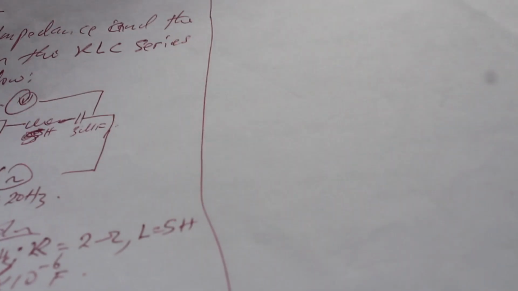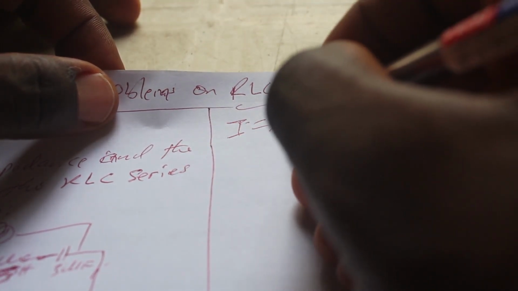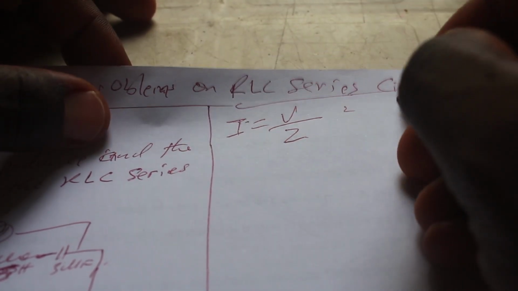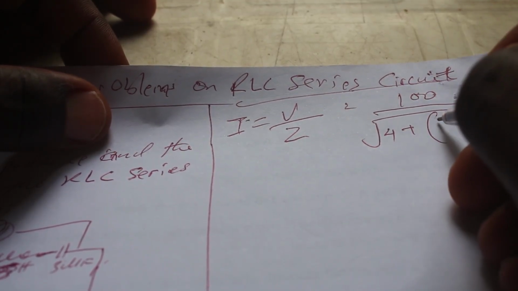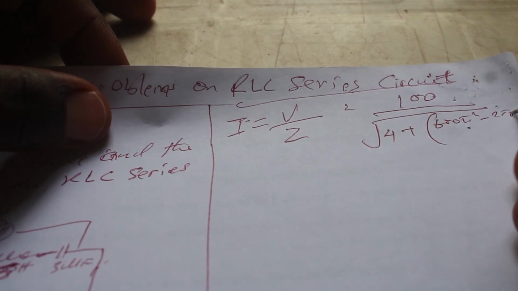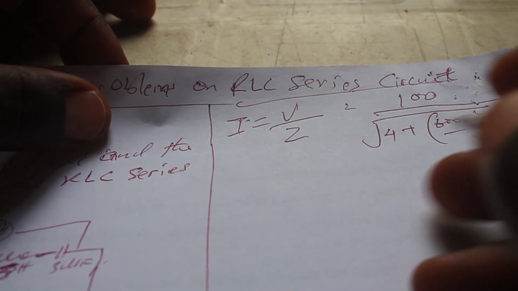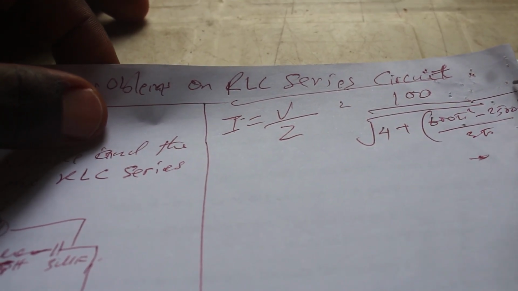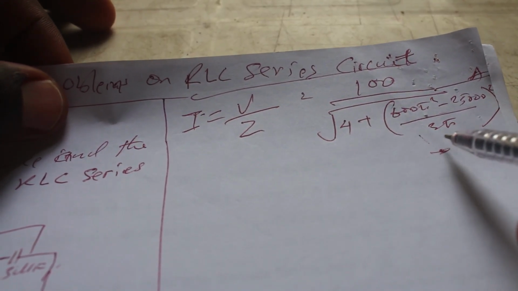Okay, the next question is find the current in the circuit. Now remember from Ohm's law that current is equal to voltage all over impedance. Now the voltage of the source is 100 divided by the impedance, which is the square root of 4 plus 600 pi squared minus 25,000 over 3 pi, squared, and the unit is ampere. So if you do all of this, you should be able to get your answer in ampere.